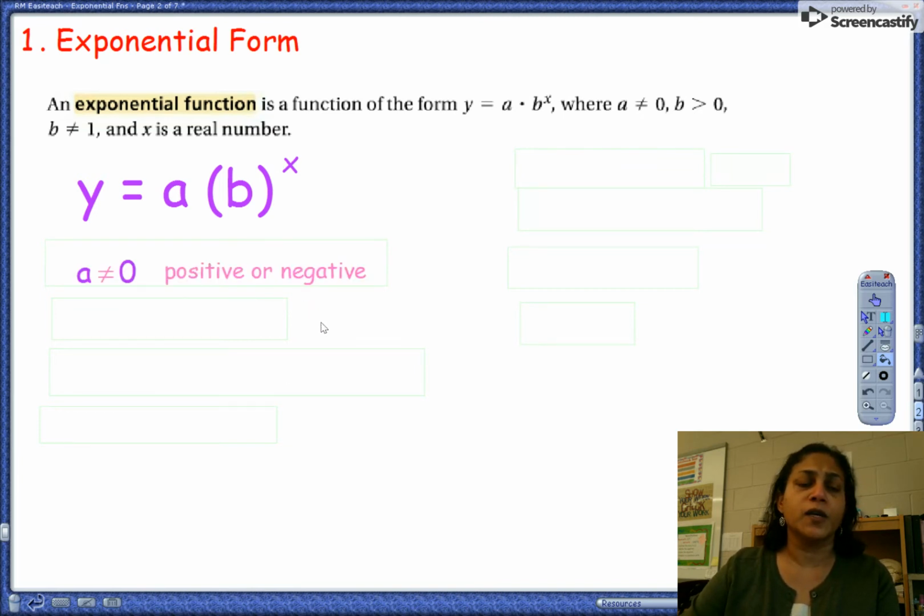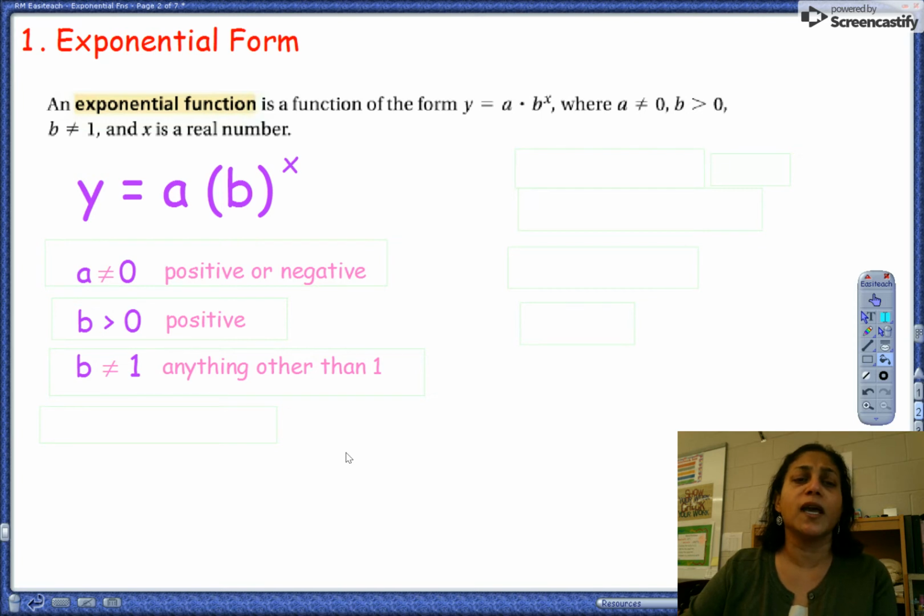Because a cannot equal 0, a can be positive or negative. And because b is greater than 0, b has to be positive. Because b cannot equal 1, b can be anything other than 1. So it could be a number more than 1, or it could be a fraction that is less than 1 as well. But it has to be positive. And x is a real number.